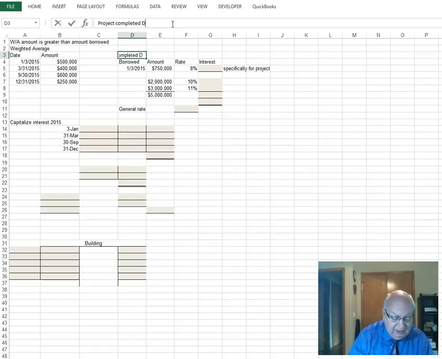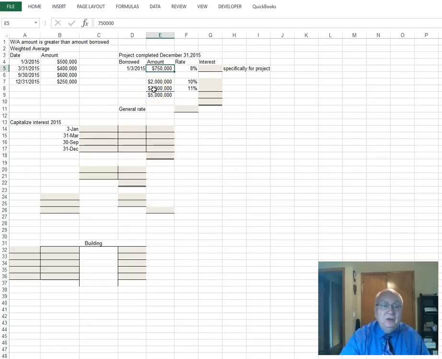December 31st, 2015. So that doesn't change anything. And what changes, however, we initially borrowed $750,000. Again, we go through the same format. In this case, the first $750,000 that we have to capitalize down here will be at 8%, and everything else will be at the general rate that we have.